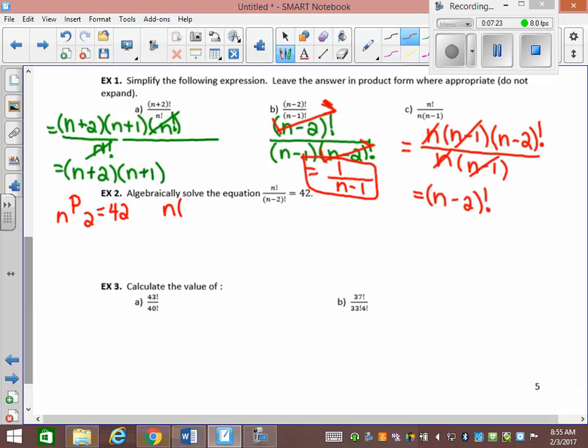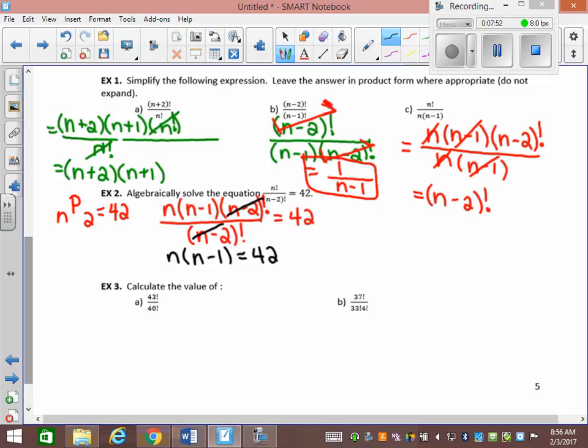N, 1 less is n minus 1. 1 less is n minus 2 factorial. We can stop at the factorial because the bottom has a factorial. Equals 42. Now your n minus 2's cancel. So I'm left with n times n minus 1 equals 42.